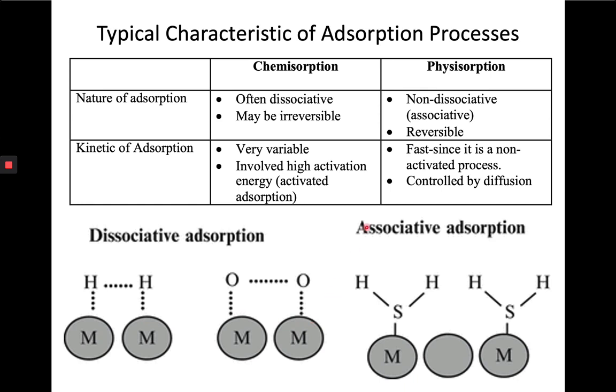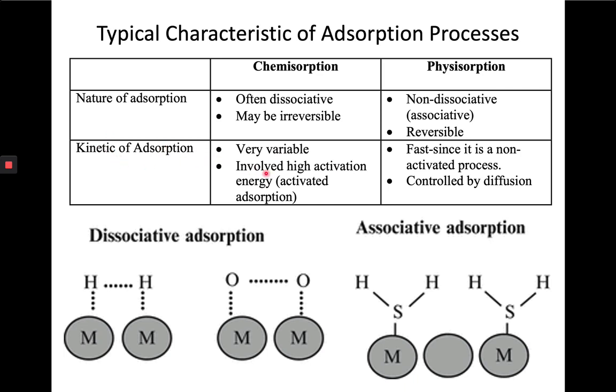For physisorption, it is associative, which means the adsorption can occur without bond breaking and bond forming, as shown here. The adsorption of H2S on a metal surface, and the process is reversible. This means that the gas molecule can be released back to the bulk phase when the temperature is increased above its condensation point. Okay, the next, kinetics of adsorption.